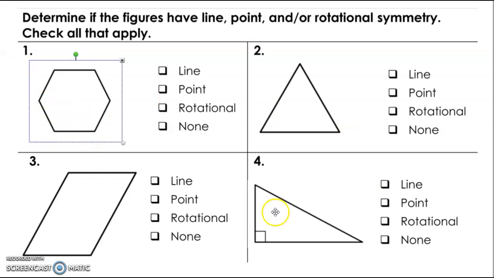Alright, so here are the four figures we're going to look at. It says determine if the figure has line, point, and or rotational symmetry, and check all the ones that apply. So we're going to do each one of these shapes one at a time. Let's start with this first polygon.